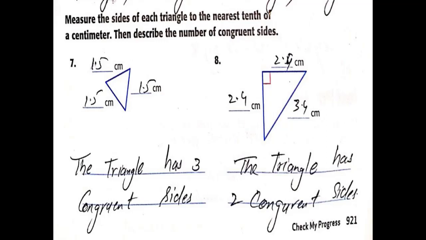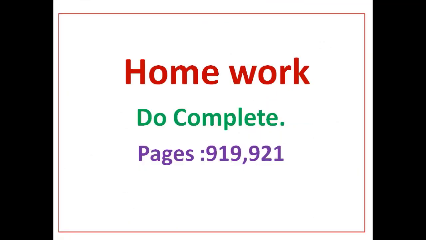Next number is 8. Measure the sides of the triangle with the help of a scale. One side is 2.4 centimeter, other side is also 2.4 centimeter, third side is 3.4 centimeter. In the given line, we will write the triangle has 2 congruent sides because 2.4 and 2.4, 2 sides are same.